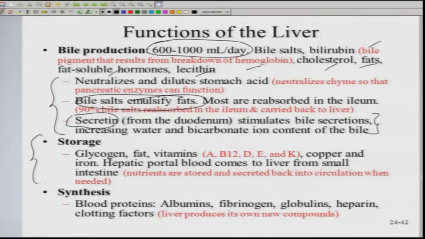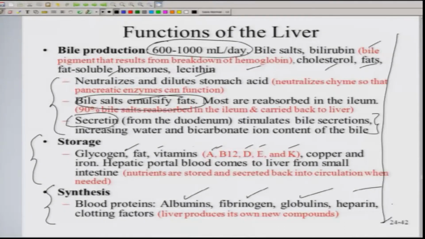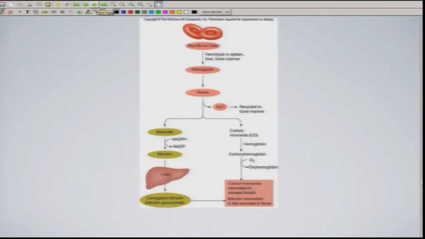In terms of storage, we talk about glycogen, fat, vitamins A, B12, D, E, K, copper and iron. Hepatic portal blood comes to the liver from the small intestine, and the synthesis is of albumin, fibrinogen, globulins, heparins and clotting factors. Okay. So, if you look at the whole thing, there are a series of functions which the liver is doing.